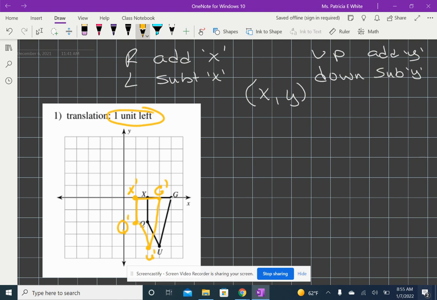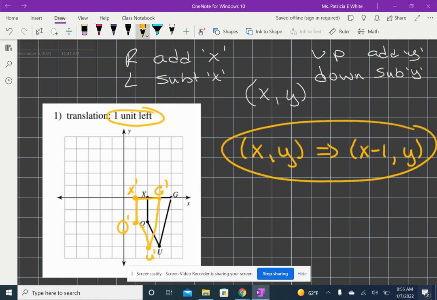Now, the other thing I want to see on your papers, I want you to write that rule, and that's just x comma y goes to, okay? That's just notation. How do I write stuff down? The coordinate x comma y goes to, we had to move 1 left. So you see all of my x's decreased by 1. So we say x minus 1, comma. And there is no change in y, so the y just stays the same. This is writing the rule. This is doing the operation. This is writing the rule.